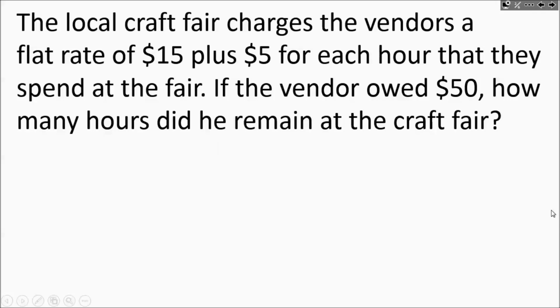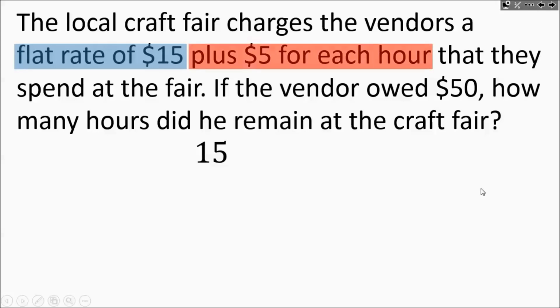A local craft fair charges the vendors a flat rate of $15 plus $5 for each hour that they spend at the fair. If the vendor owed $50, how many hours did he remain at the craft fair? So the vendor has to pay $15 plus $5 for each hour. Let's go ahead and write that out as an equation. $15 flat rate. That means the $15 doesn't change. But then we have $5 for each hour. That's going to be plus 5 times the hours.